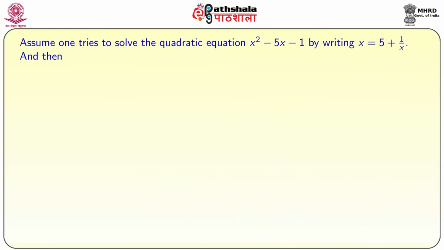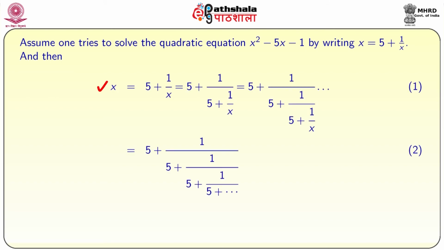Assume one tries to solve the quadratic equation x squared minus 5x minus 1 by writing x equal to 5 plus 1 by x. Then x is equal to 5 plus 1 by x, and that x again can be written as 5 plus 1 by x. So that is again equal to 5 plus 1 by 5 plus 1 by x, and we again replace x by 5 plus 1 by x, and so on it will continue. So x is equal to 5 plus 1 by 5 plus, and so on. So we got an interesting fraction.